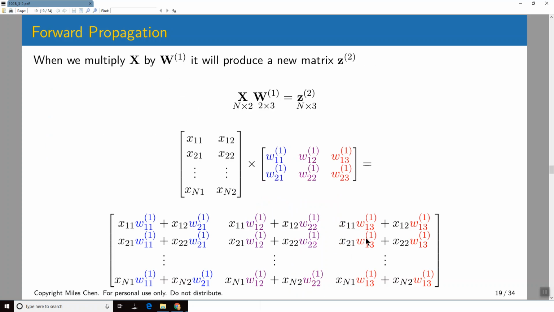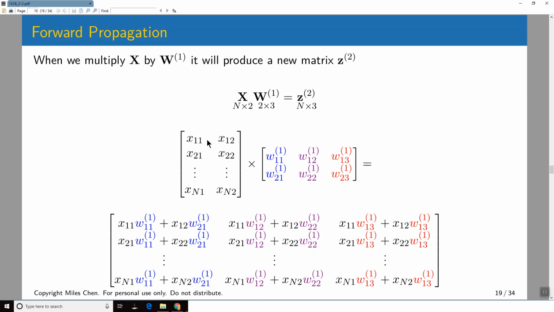Okay. So then when we multiply x times W, this is what we're going to get. X has n rows in it, but 2 columns. And W has 2 rows and 3 columns, so when I multiply those two together, I'm going to get n rows and 3 columns, okay? And so this is Z with superscript 2 to indicate this is our second layer, okay? And so this is what I've got, okay?